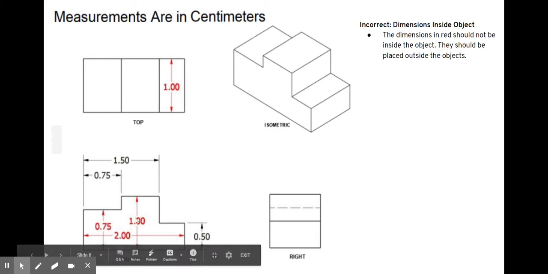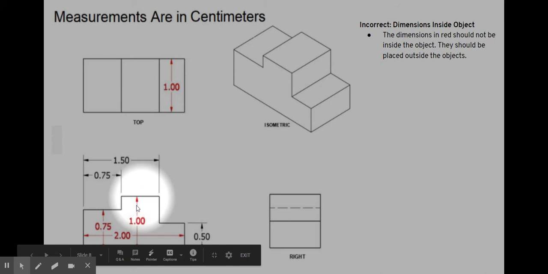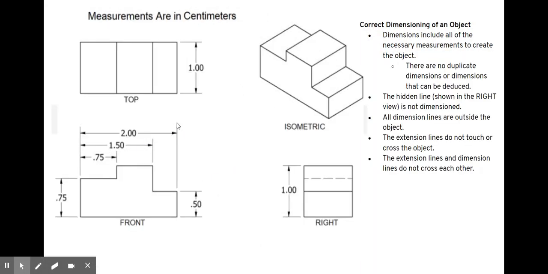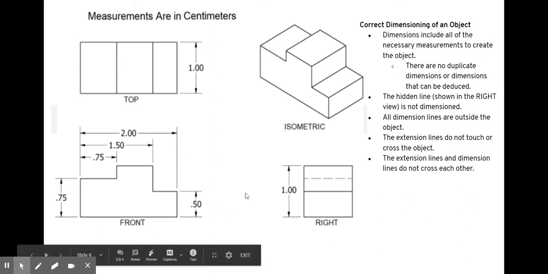Now, this next one is kind of crazy, as you see, because the dimensions are inside of the object. That's no bueno. They have to be on the outside. This is good, but they're inside. No bueno. They should be on the outside. So as you see, life is good because all the measurements are outside.